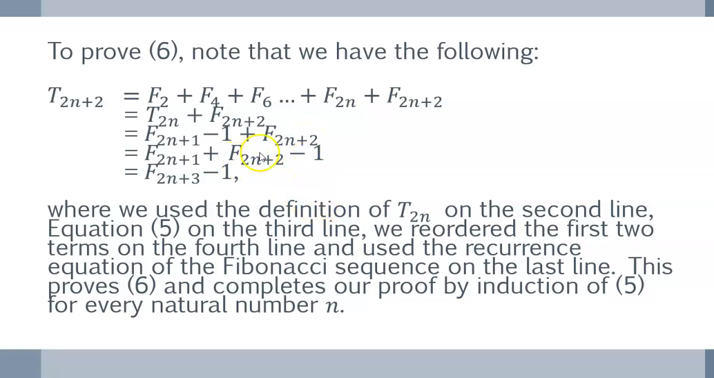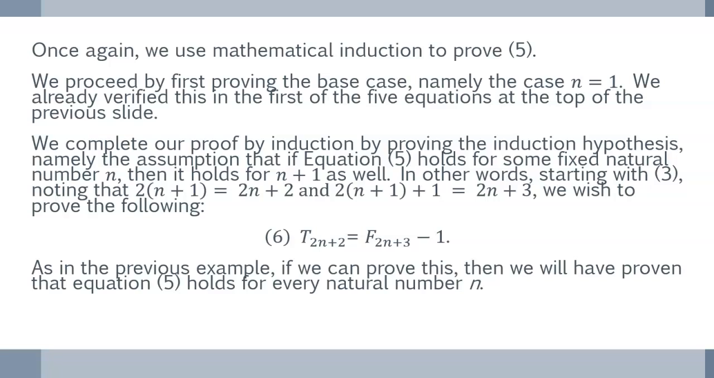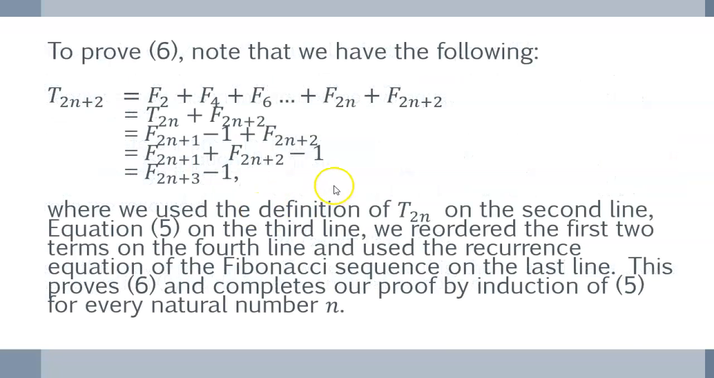And we just switch around the last 2 terms. On this line, we get F(2n+1) plus F(2n+2) minus 1. Once again, using the recurrence equation for the Fibonacci sequence, that's F(2n+3) minus 1. And voila, we're done. We proved formula 6. So that completes our proof.